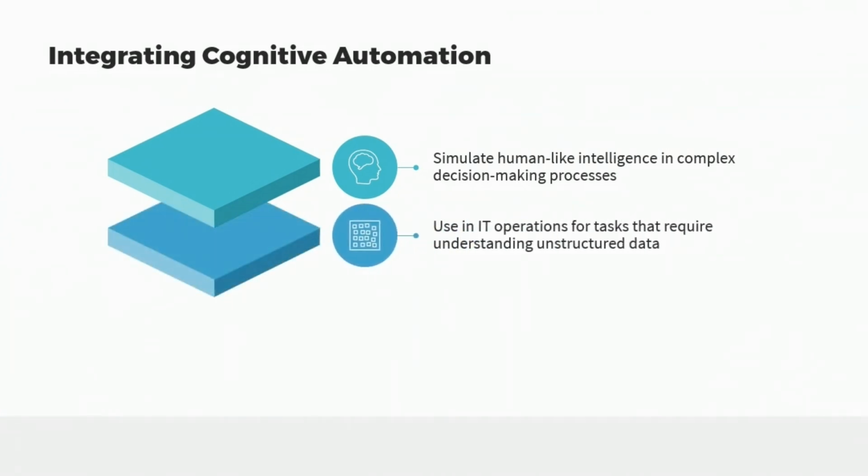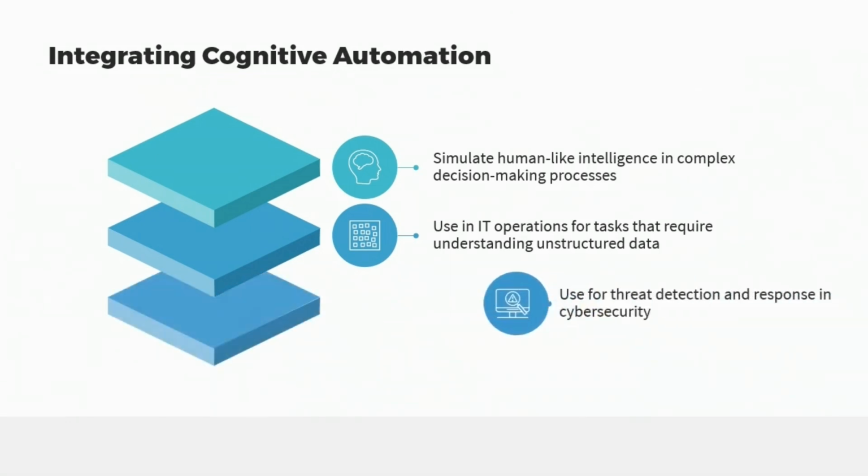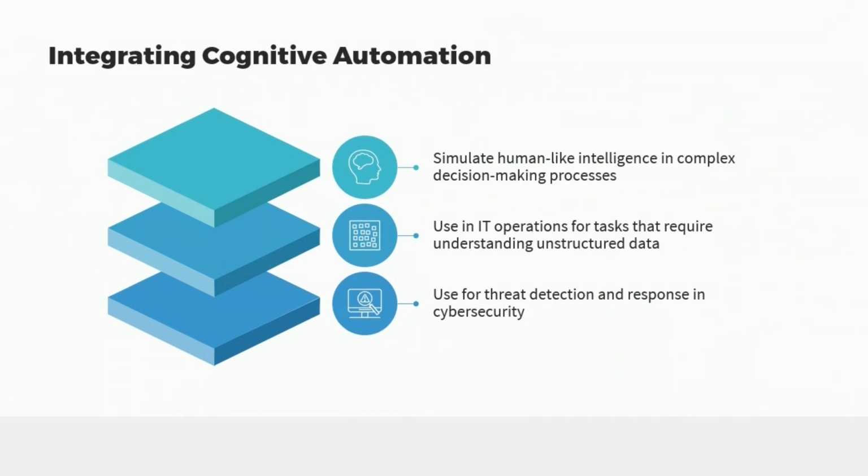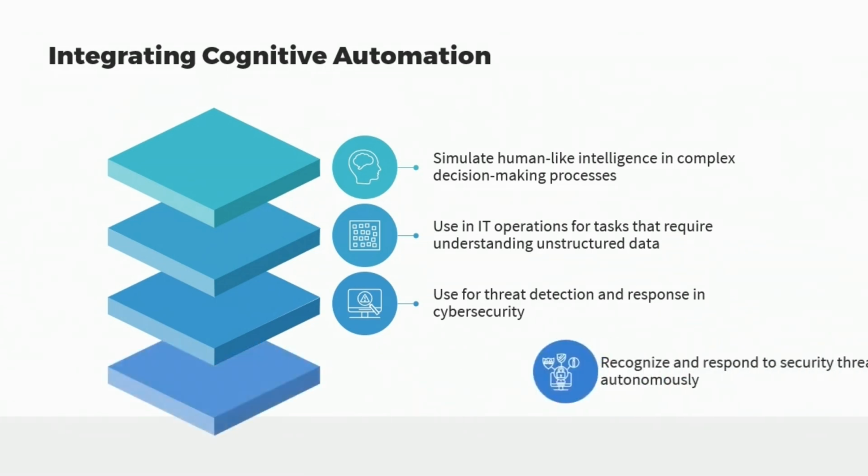Cognitive automation enables systems to mimic human intelligence, allowing them to analyze complex datasets, recognize patterns, and then make informed decisions autonomously. And this capability is particularly valuable in IT operations for tasks that involve processing unstructured data and require nuanced decision making. Cognitive automation is instrumental in IT operations for tasks that involve processing and understanding that unstructured data. And by that, we mean things like log files, emails, and social media feeds. Leveraging advanced algorithms and machine learning techniques allows cognitive automation systems to extract meaningful insights from these sources, enabling more informed decision making and proactive problem solving.